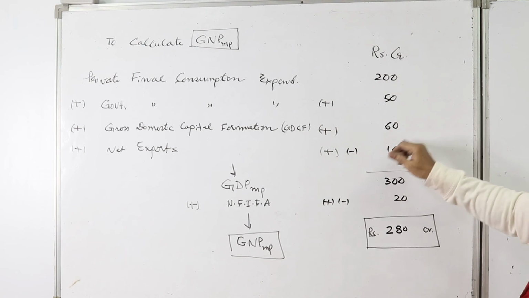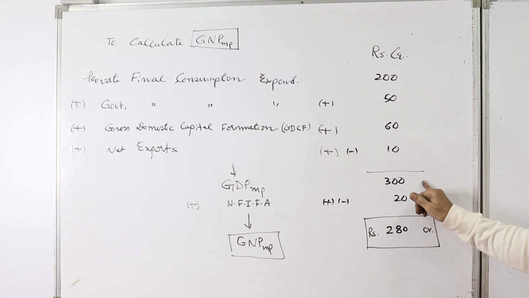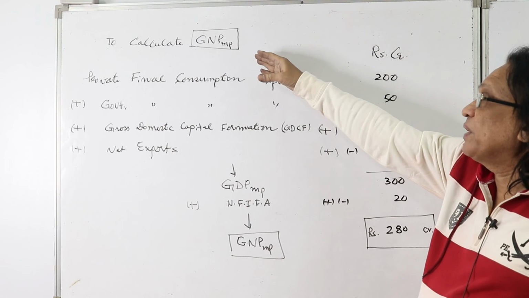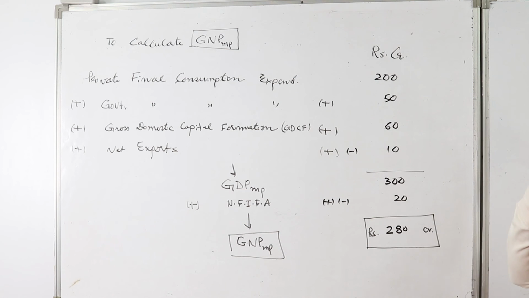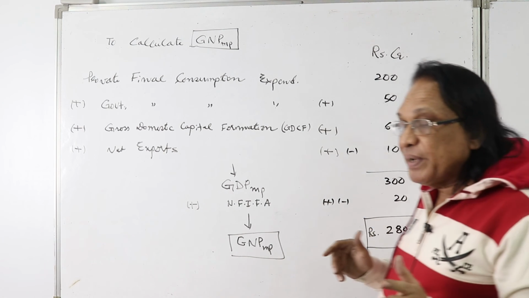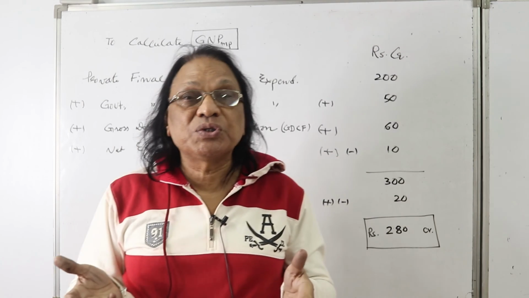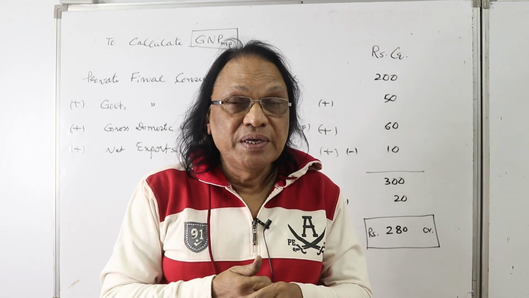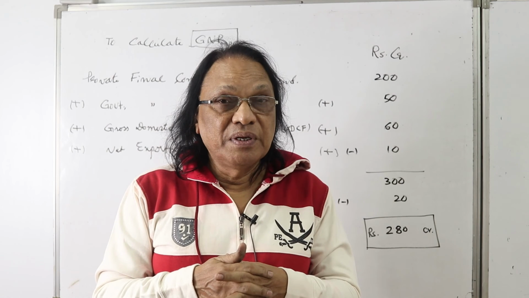By adding up all these things, you get gross domestic product at market price, that is 300. We want GNP at market price, the national product. So to this you add NFIA, but NFIA is minus 20. So GNP at market price is 280 crores. So by both income and expenditure methods, the answer is tallying, rupees 280 crores. The sum is right. This is the income and expenditure method.